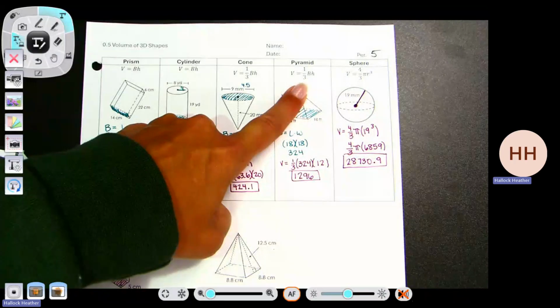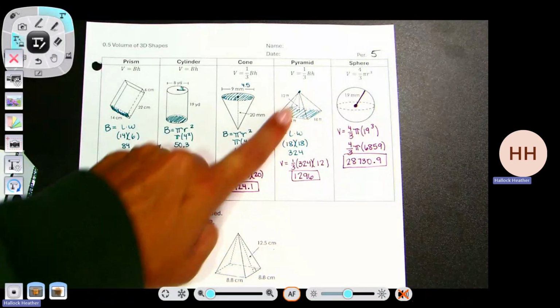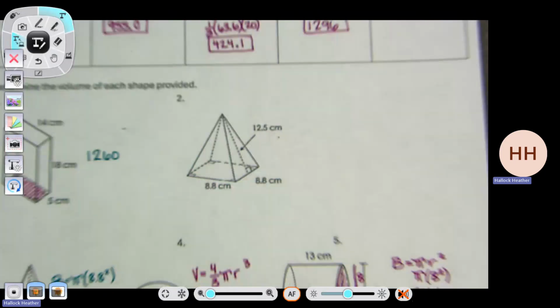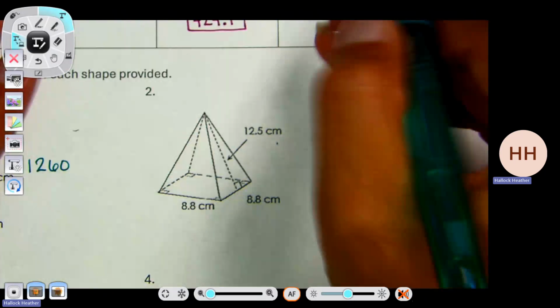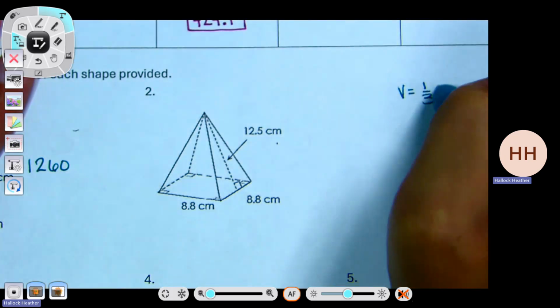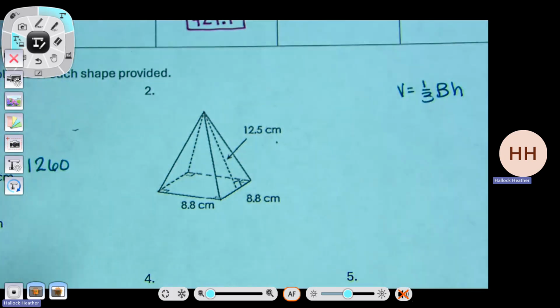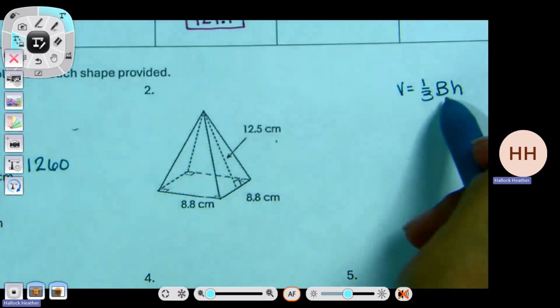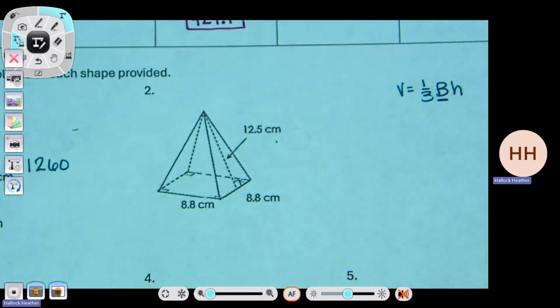This is the formula I'm using. Anytime it comes to a point, whether it's a pyramid or a cone, you have that 1/3. So we're going to start by writing our formula, which is V equals 1/3 big B H. And then yesterday, what did we focus on finding first? Big B. Big B is not base. It's the area of the base.